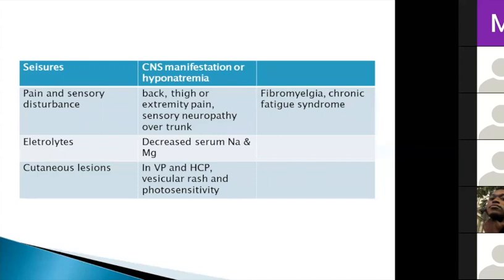In terms of electrolyte imbalances, these patients usually develop hyponatremia and hypomagnesemia. Hypokalemia may occur as well. Hyponatremia could be due to syndrome of inappropriate antidiuretic hormone secretion, or it could be due to increased secretion and excretion of sodium. Cutaneous manifestations only occur in variegate as well as hereditary coproporphyria. So it's what we've explained. They develop vesicular rash as well as photosensitivity.